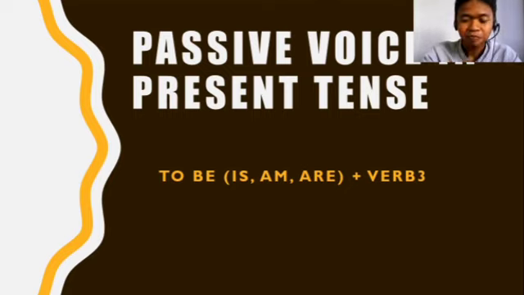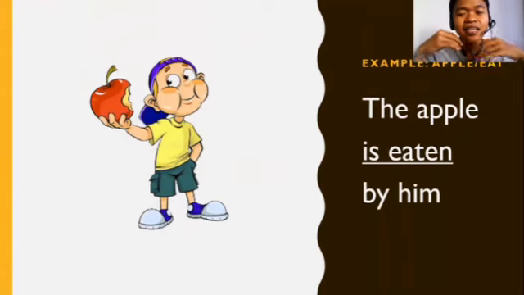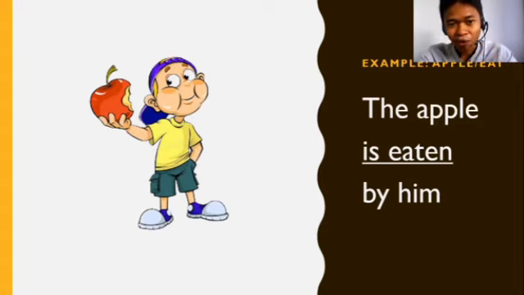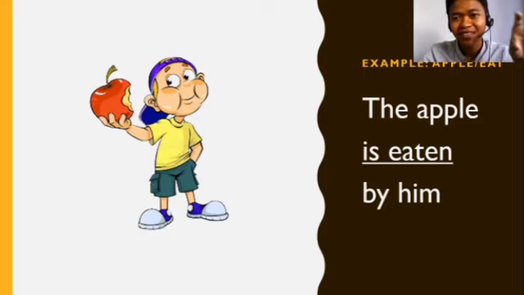Let's see the example here. We can see the boy who is eating the apple. That's so delicious. That's my favorite food too. What will we say? We will say the apple is eaten by him. We are focused on the apple, not the boy. Is eaten: to be and verb three. The to be is means it's a present tense, and eaten is the verb three. Sometimes we don't need to use by him. It's okay, like the apple is eaten, because we are not focusing on the subject.